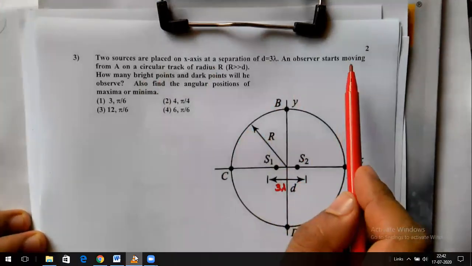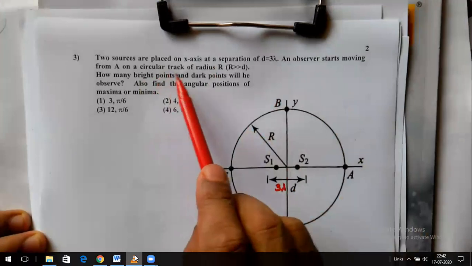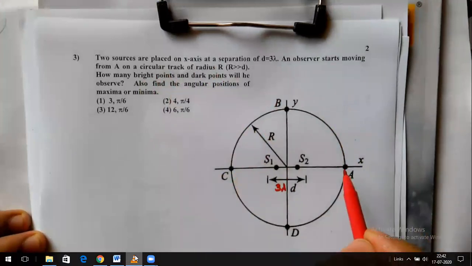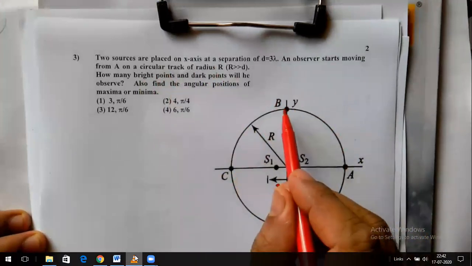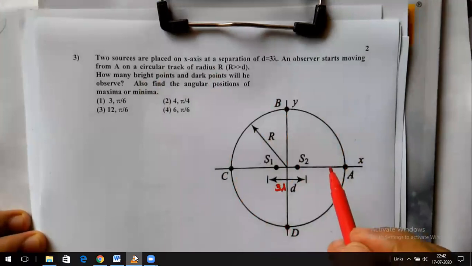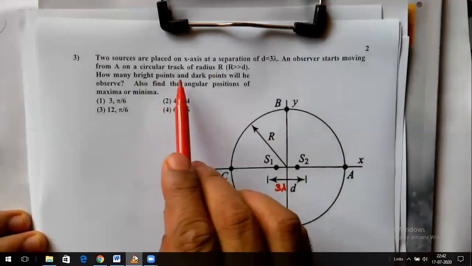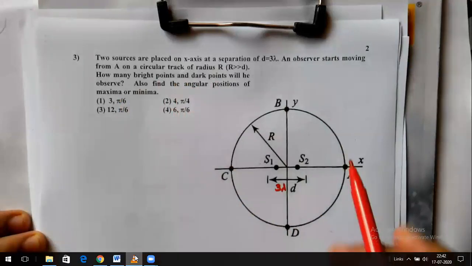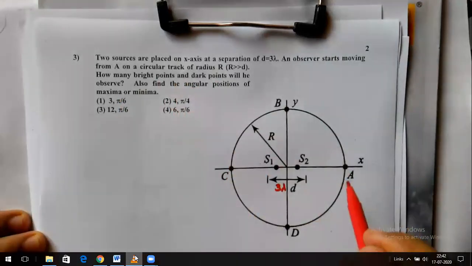An observer starts moving from A on a circular track of radius r. So an observer starts from A, moves to B, then back to A on the circular track. How many bright points and dark points will he observe? When the observer moves from A to A, how many dark and bright points will he observe?